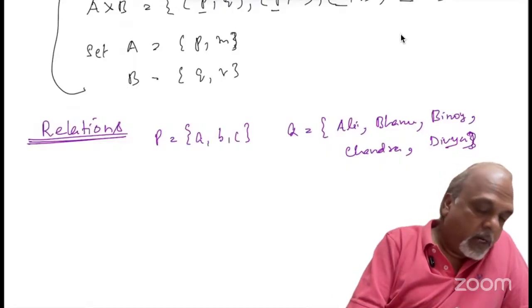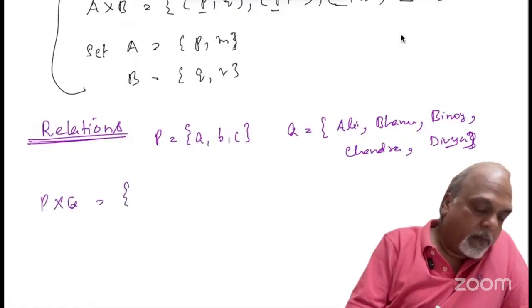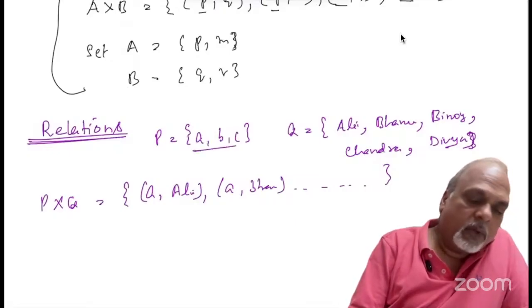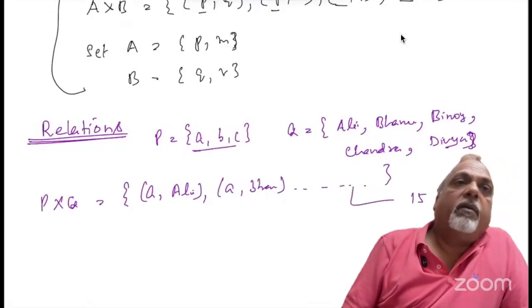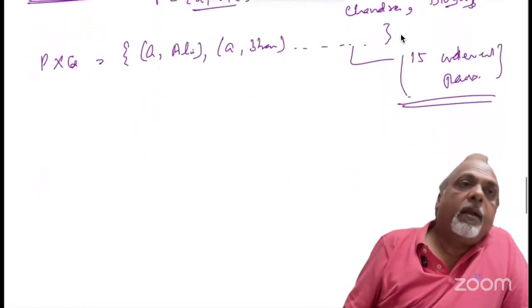Naturally, if we write the Cartesian product, this will be A Ali, then A Bhanu, and like that. How many elements will there be? Here three are there, here basically five are there. It means here you have 15 ordered pairs. Correct.